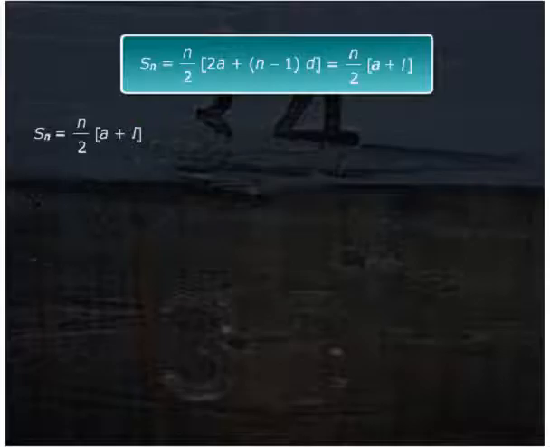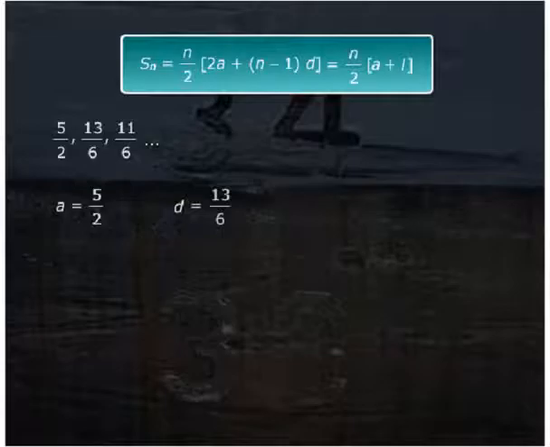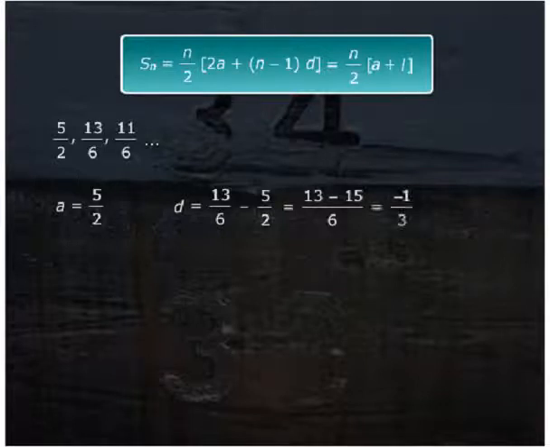Now, once we've proved both the formulas, I think we need to get back to our example. And what do we have in the example? 5 by 2, 13 by 6, 11 by 6, and so on. First term a is 5 by 2. d is the common difference. And finding the common difference is really easy. 13 by 6 minus 5 by 2. That is second term minus the first term. So 13 minus 15 by 6, or minus 1 by 3.